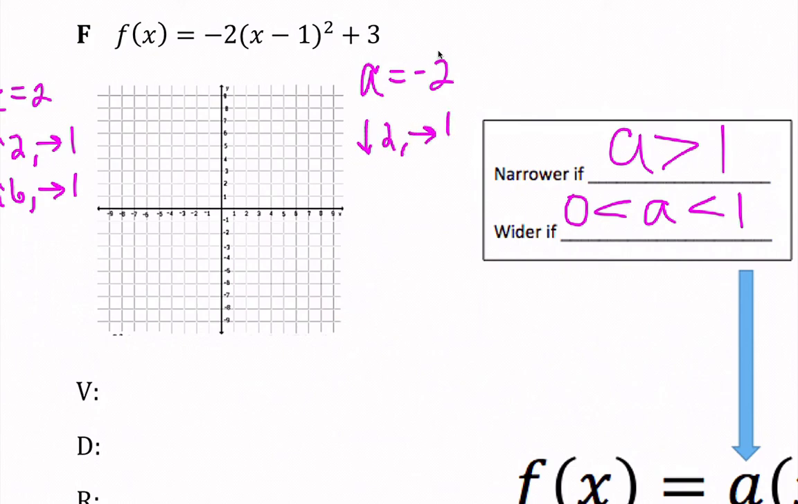Okay, next it was supposed to be up 3. So I take what it was supposed to be, 3, and I multiply by my a. 3 times a negative 2 is a negative 6. That tells me to go down 6 over 1.